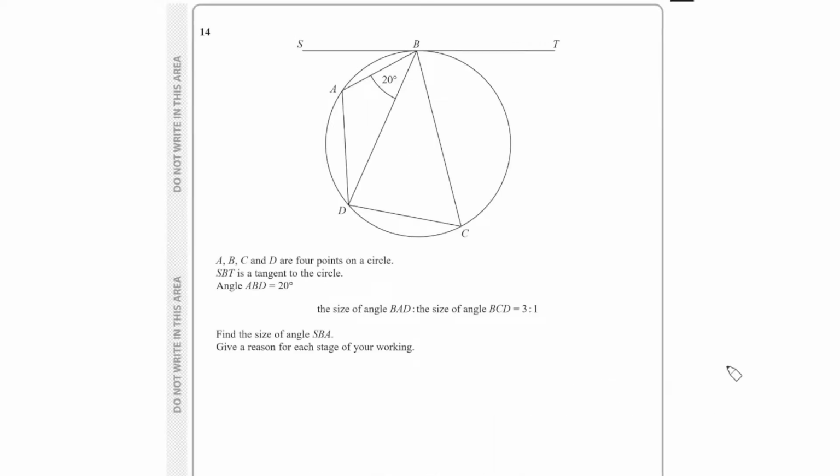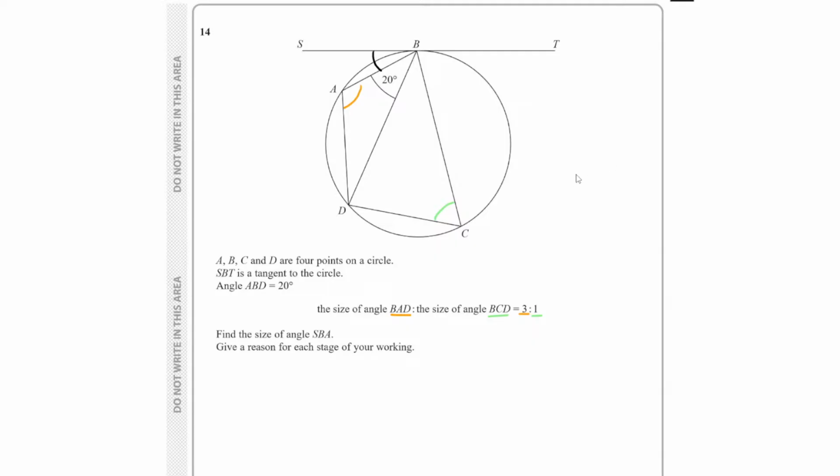Question 14, circle theorems. Again, I think this is a topic you haven't had yet, so I would imagine they're definitely going to ask it at some point. A, B, C, and D are 4 points on a circle. SBT is a tangent to the circle, and they've labelled this angle 20. They've told us that the size of angle BAD, this one here, to the size of angle BCD, this one here, is 3 to 1. Find the size of angle SBA, which is all of this.